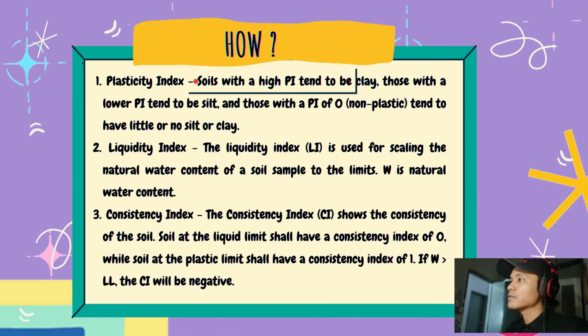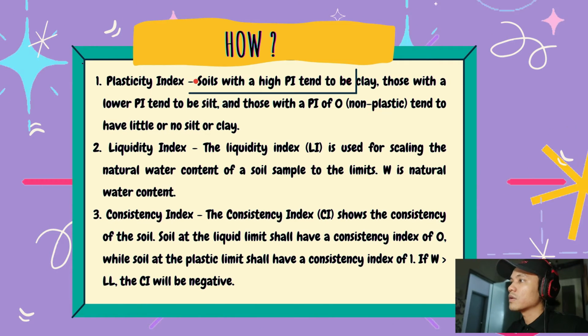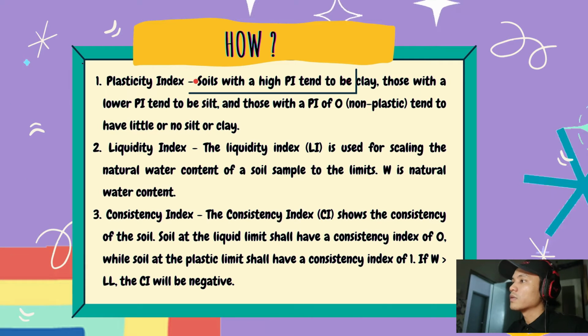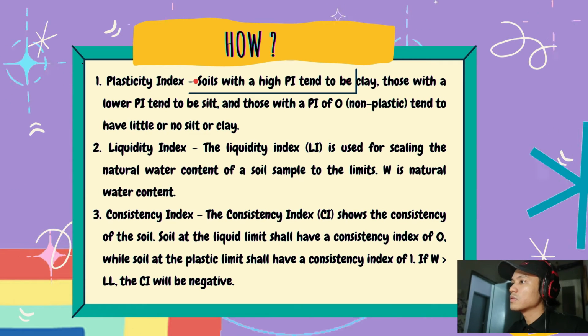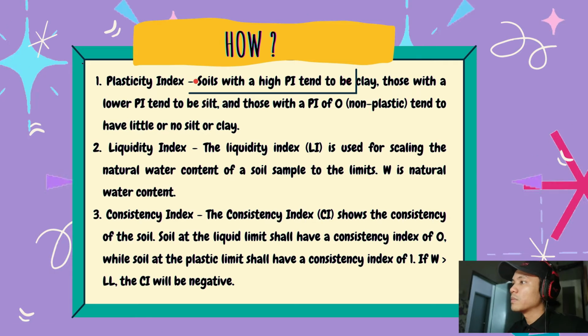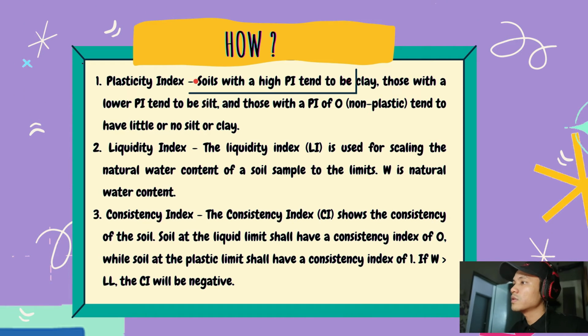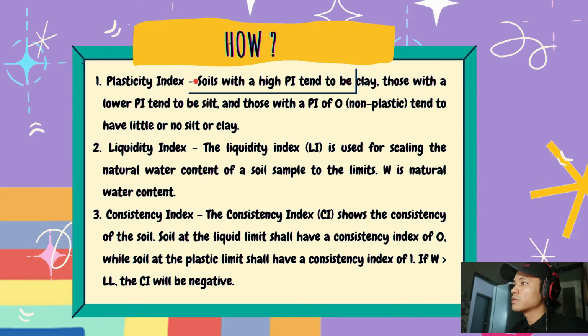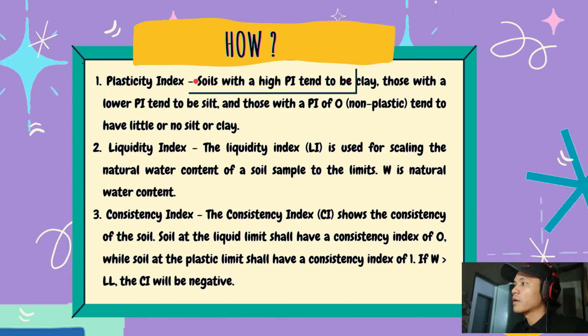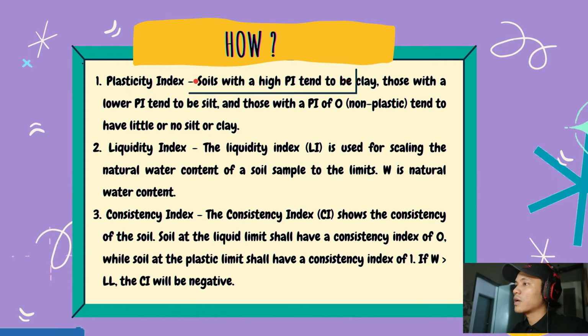The liquidity index is used for scaling the natural water content of the soil sample to the limits. The consistency index shows the consistency of the soil. Soil at the liquid limit should have a consistency index of 0, while soil at the plastic limit should have a consistency index of 1. If the natural water content is higher than the liquid limit, the consistency index will be negative.